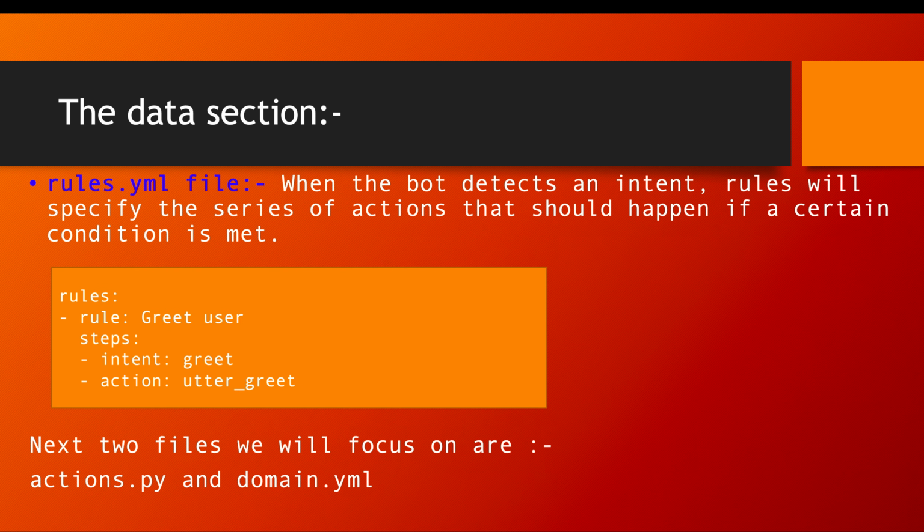Then we come to the rules.yml file. When the bot detects an intent, the rules specify the series of actions that should happen if a certain condition is met. For example, we have specified the rule greet user, and we are telling our bot that if you identify the intent as greet, then you have to perform the action utter greet. Now the next two files we will focus on are actions.py and domain.yml.